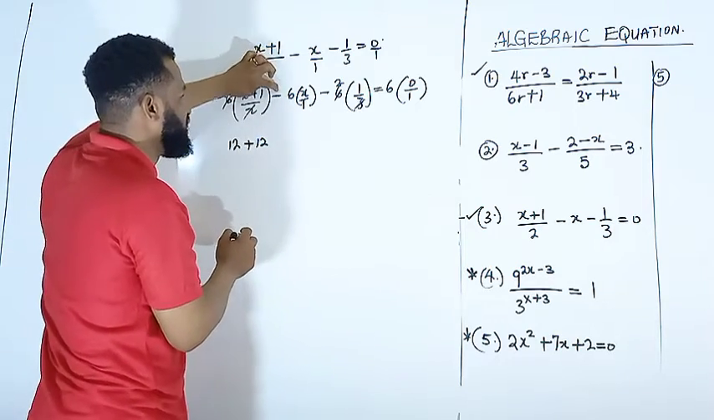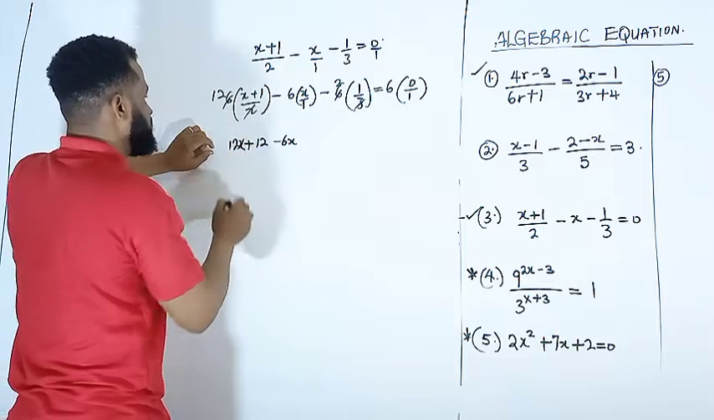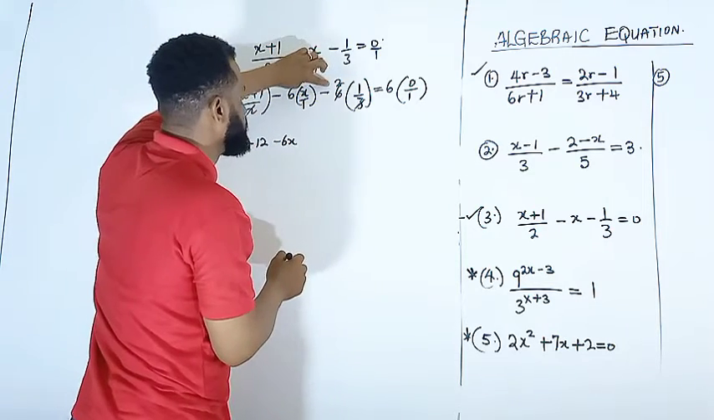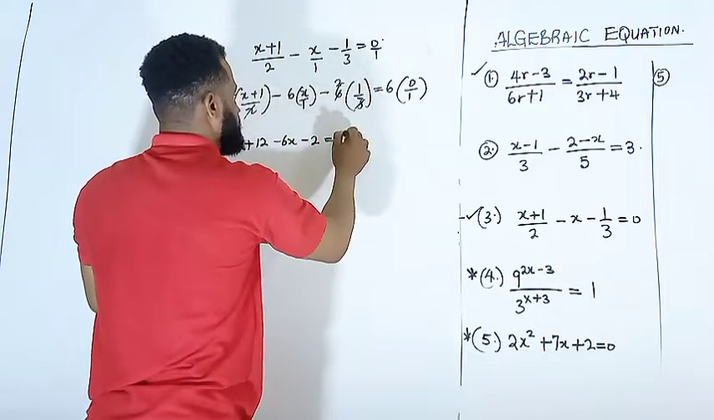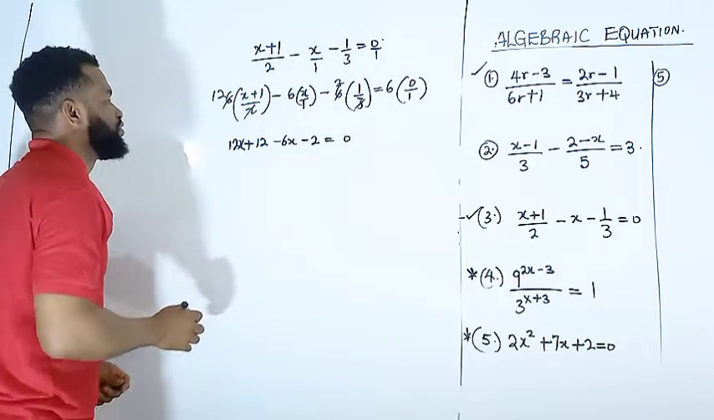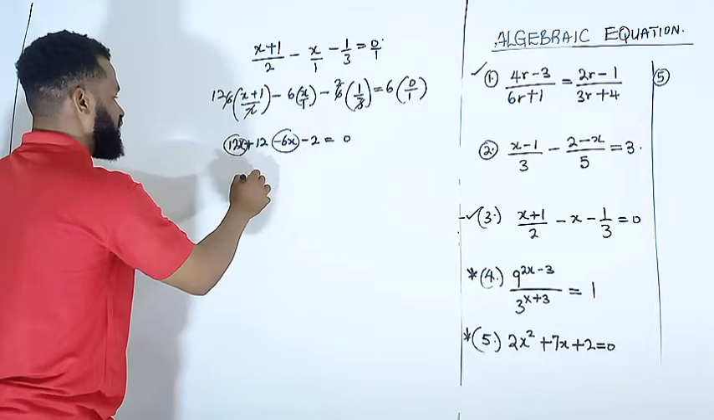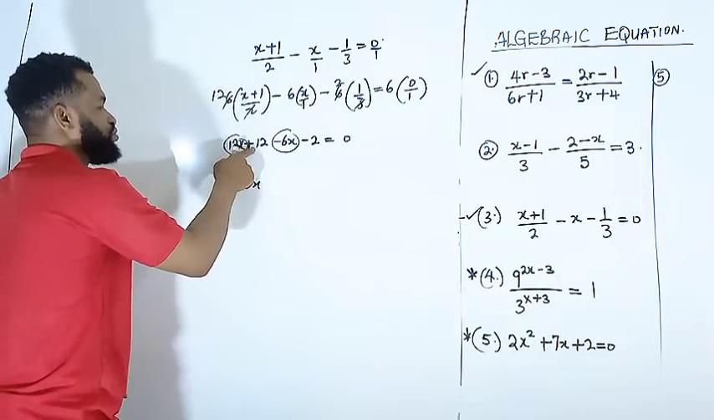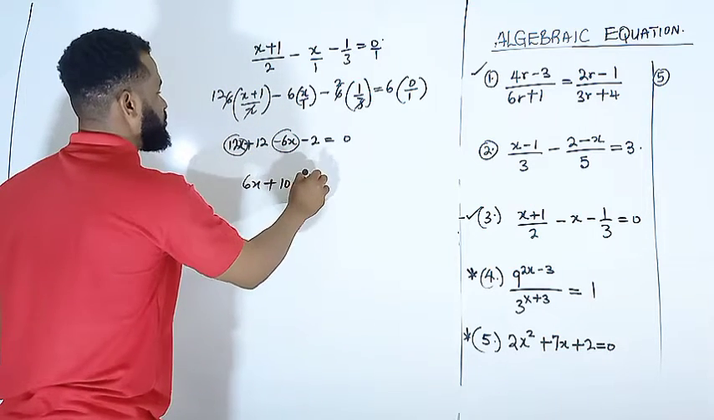Then minus 6 times x is minus 6x. Sorry, this should be 12x. Then minus 2 times 1 is minus 2 equal to 6 times 0 is 0. So we now have 12x minus 6x is going to be 6x. Then 12 minus 2 is going to be plus 10 equal to 0.